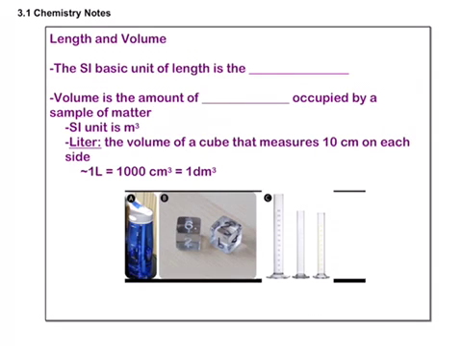Length and volume. The SI basic unit of length is the meter. Its abbreviation is m. Volume refers to the amount of space occupied by a sample. However, the SI unit is meters cubed. A liter is the volume of a cube that measures 10 centimeters on each side. So 1 liter equals 1,000 centimeters cubed, or 1 decimeter cubed.